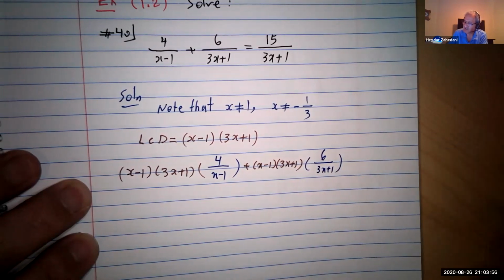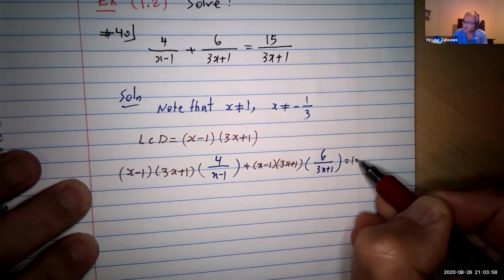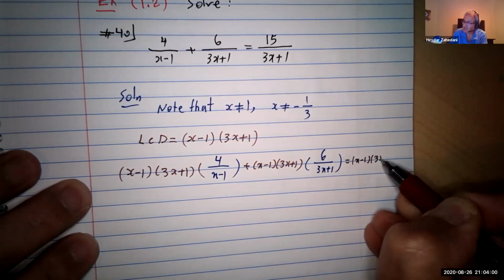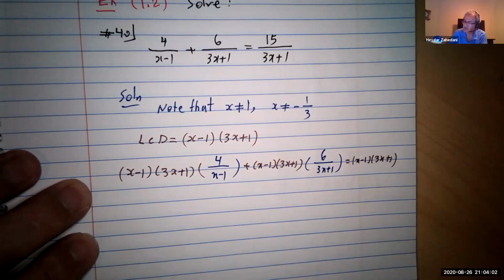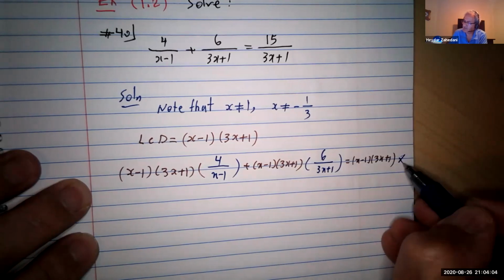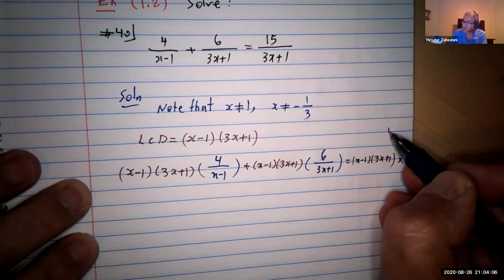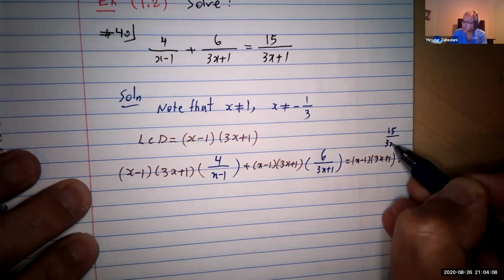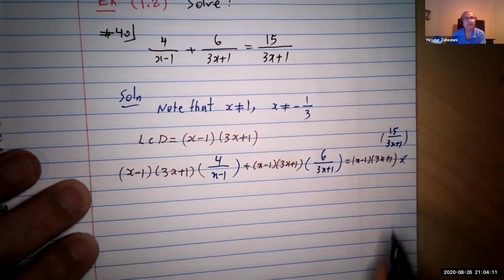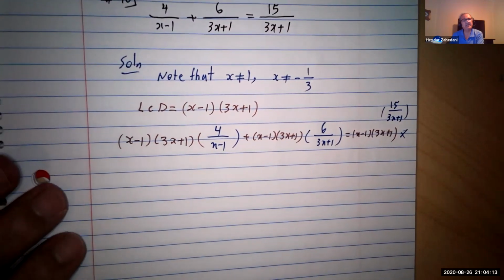Okay, and you do the same thing to the other side. It's x minus 1 times 3x plus 1. Then you times it by, I'll put it on the top, 15 over 3x plus 1. Okay, any question?